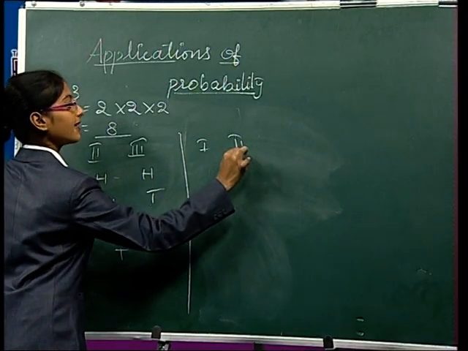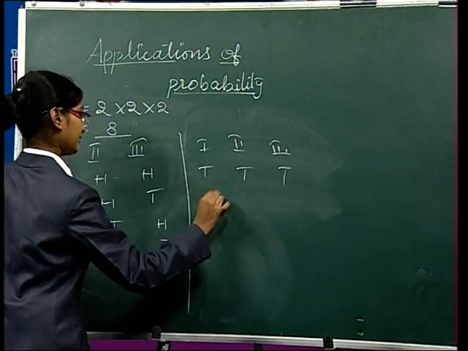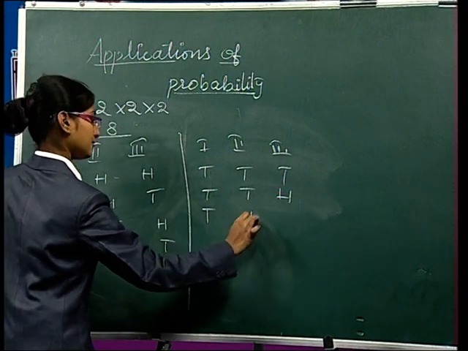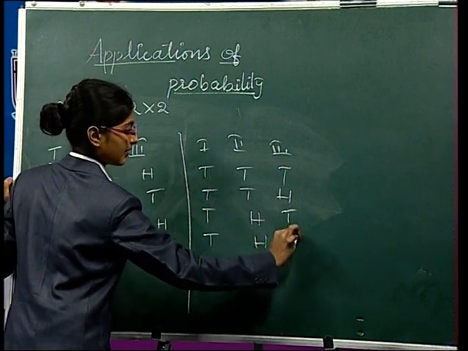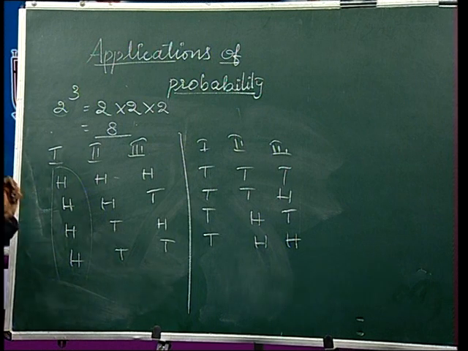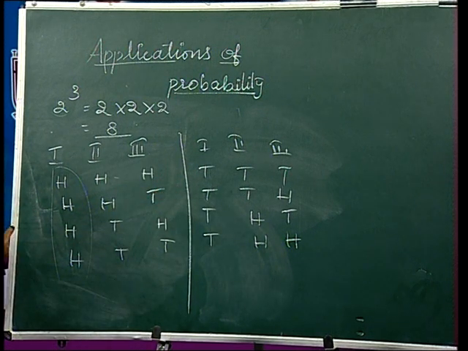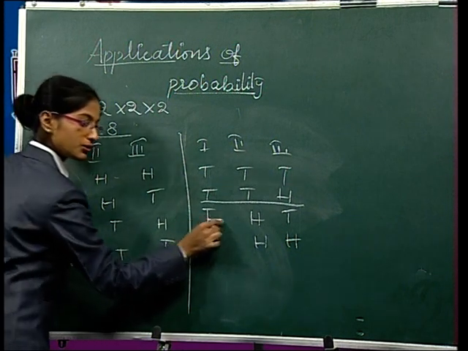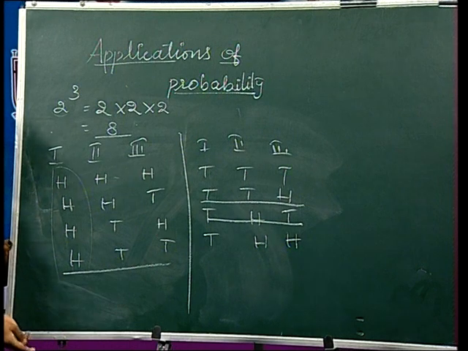So, we need to write the 8 chances here. First, second and the third. Tail, tail, tail. Tail, tail, head. Tail, head, tail. Tail, head, head. Yeah, we have written here the 8 outcomes, right? You have said that 2 heads and 1 tail. So, here are 2 heads and 1 tail, and here also 2 heads and 1 tail, and here also 2 heads and 1 tail. Yeah, that's it.